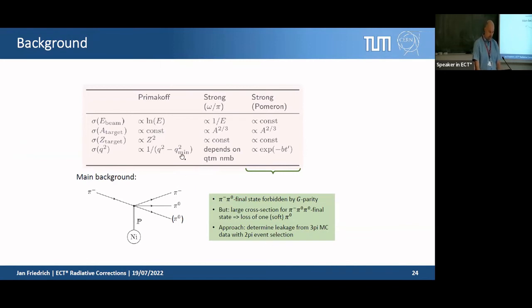And here the argument again that the other strong exchanges go with 1 over the beam energy, so they are suppressed at 190 GeV. What survives is the Pomeron exchange.